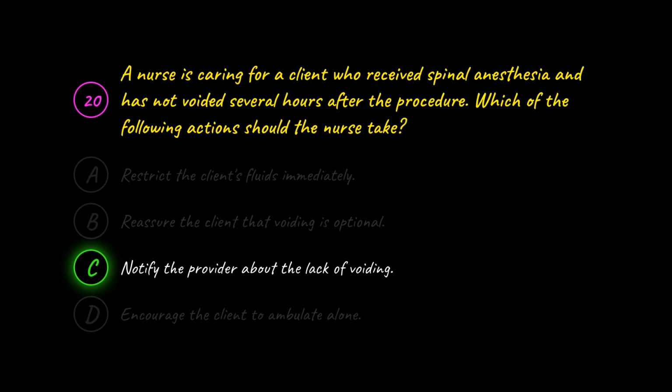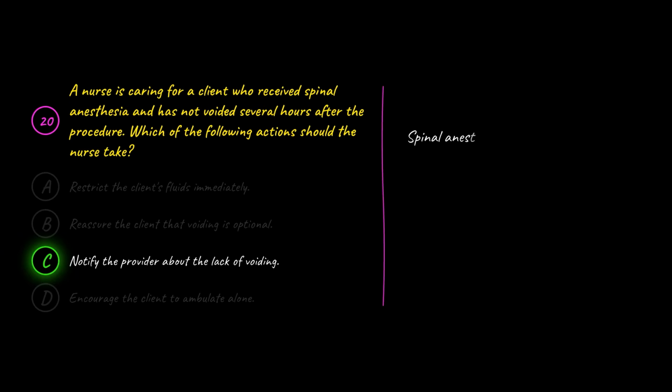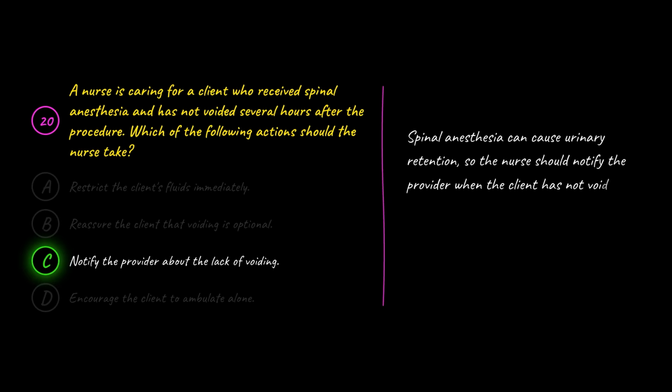The correct answer is C. Notify the provider about the lack of voiding. C is correct because spinal anesthesia can cause urinary retention, so the nurse should notify the provider when the client has not voided within the expected time. Monitoring output and reporting retention protects the client from bladder complications after the procedure.